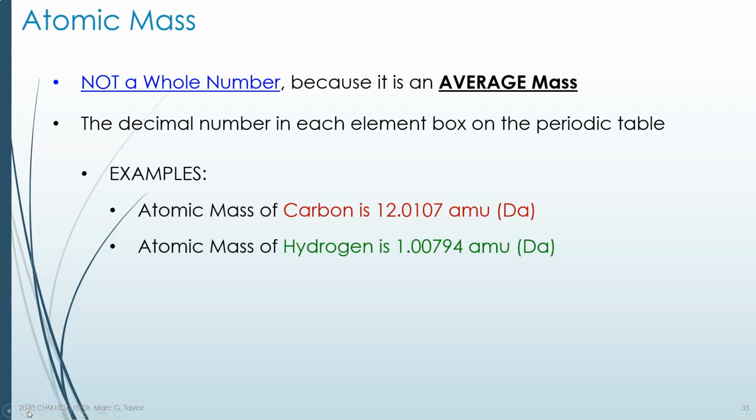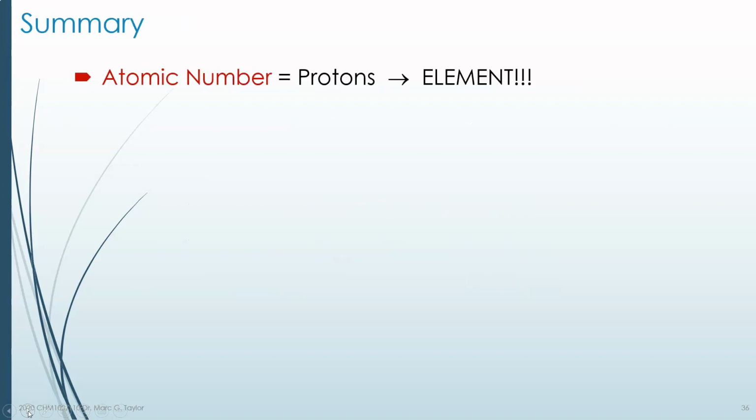Hydrogen's atomic mass is 1.00794 atomic mass units, a little more than 1. Uranium is a much heavier element, and the average mass of uranium is 238.02891, and that's because most of uranium is uranium-238. A little bit is 234 and 235, so you expect the numbers to be close to the most abundant isotope if one of them is much more predominant than the others.